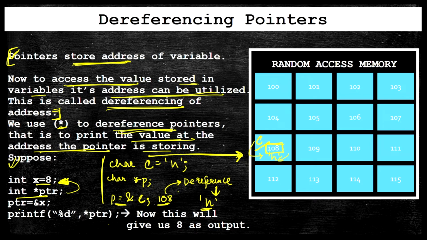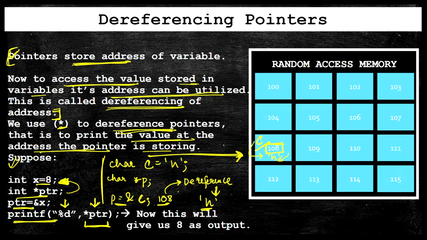Okay. After that, we are assigning ptr to store the address of x, that is ptr equal to &x, and after that we are printing one line. So what are we printing? We are printing %d, which is the format specifier for int, and we are writing it like this: *ptr. That means we are dereferencing this ptr.